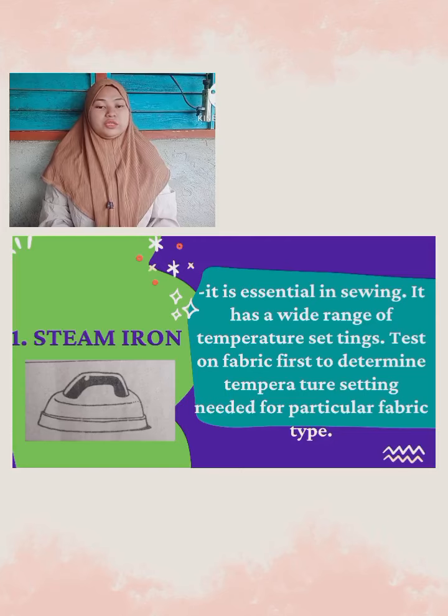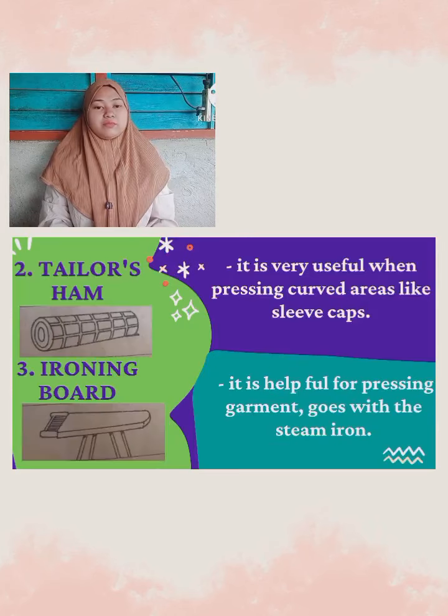One of the pressing tools used by the tailor is the steam iron, which has a wide range of temperature settings, where you can choose your temperature and adjust it when you iron the cloth. And then the tailor's ham, which is used in pressing curved areas like the sleeve caps. The next is the ironing board, which is very helpful when we iron the cloth, because we can iron it easily on that ironing board.